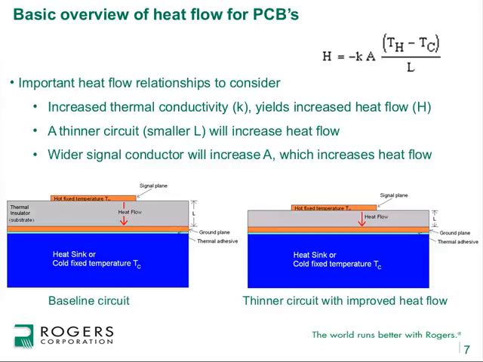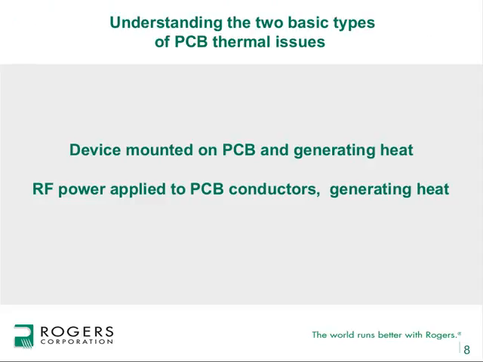A thinner circuit also increases heat flow because L is the thickness of the circuit, and as you decrease that, obviously it's inversely related to H, so you increase the heat flow. And a wider conductor also is helpful, where you increase the area between the signal plane and the ground plane by having a wider conductor, and that also increases heat flow. So those are some of the trade-offs and things to think about as you're going through thermal management issues and looking at how the printed circuit board behaves as it regards heat flow.